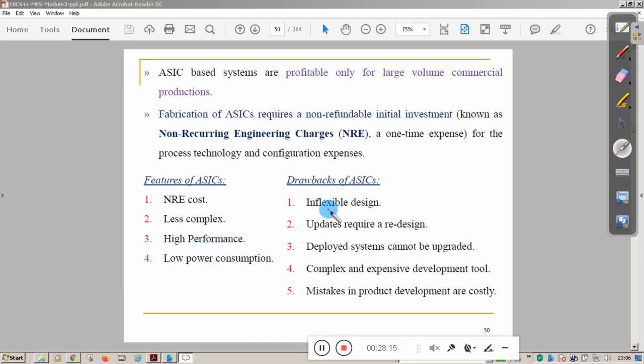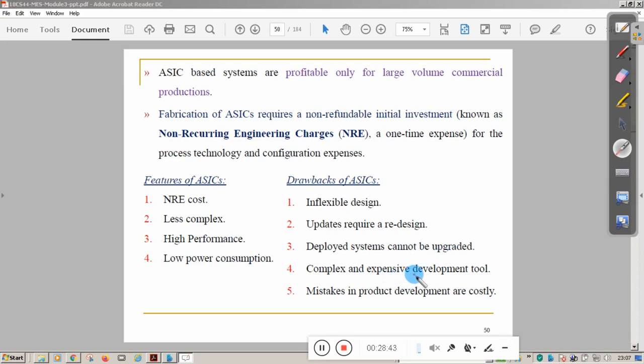Then the drawbacks: inflexible design. This design is meant for a particular application, so it cannot be flexible. Updates require redesign. In case I need to update it, I need to redesign it. A deployed system cannot be upgraded. For example, if I adopt this in a particular design, that design cannot be upgraded. You need to go for an entire redesign.